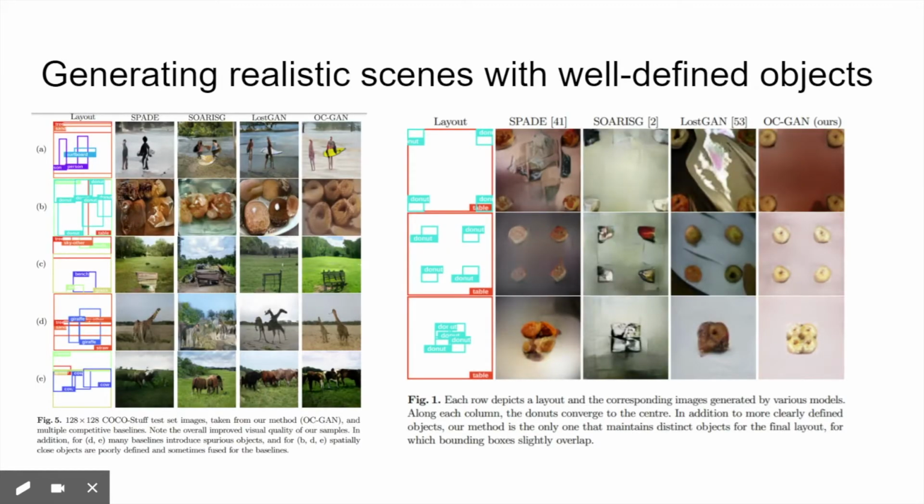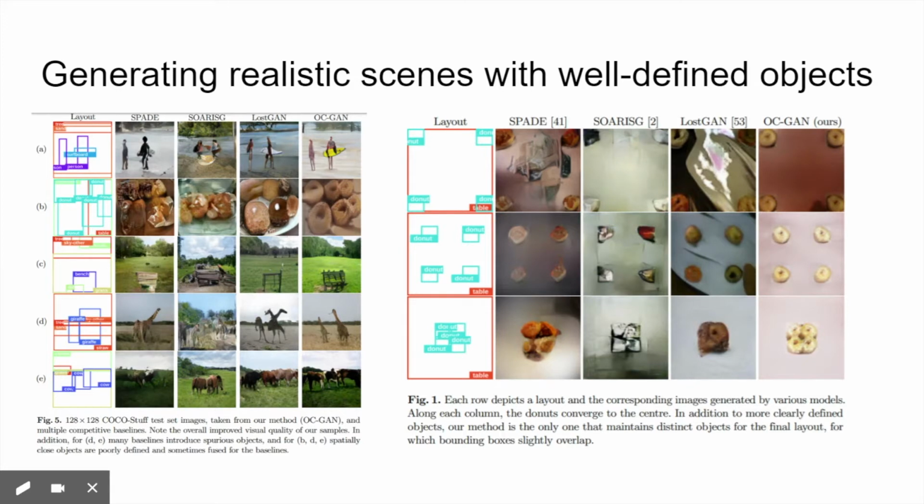The first motivation was to generate realistic scenes with well-defined objects. On the left-hand side, you can see outputs of our model and different baselines with fixed layouts. As you can see, in many cases, while the model will generate an image that looks quite good overall, sometimes individual objects or parts of the scene do not look correct.